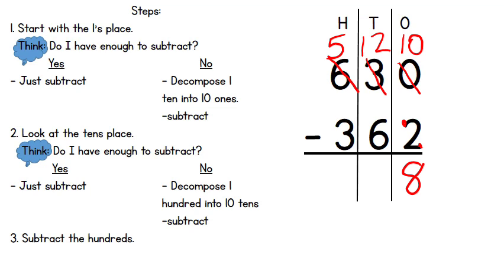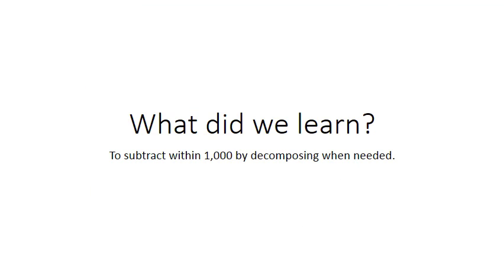Now I can subtract my tens. 12, 11, 10, 9, 8, 7, 6 tens. 6 is the difference in my tens place. Now I'm going to subtract the hundreds. I have 500, and they are going to take 300. 500, 400, 300, 200. 200 is the difference in my hundreds place. So my total difference is 268.